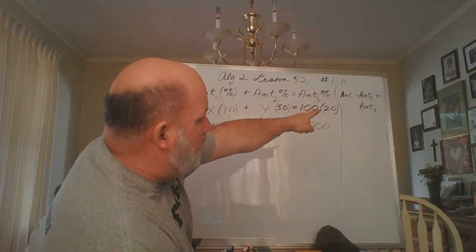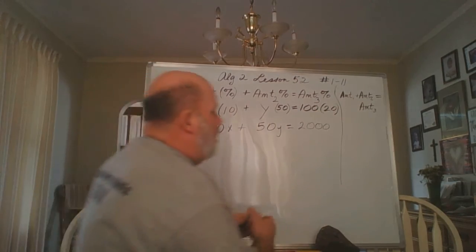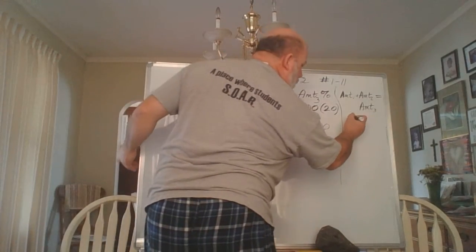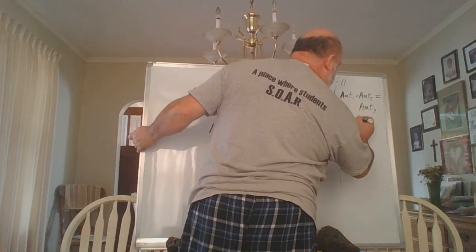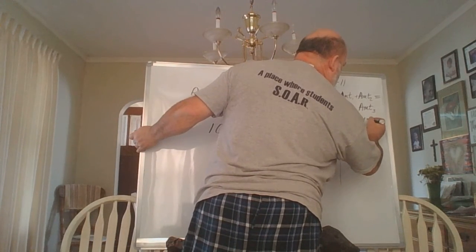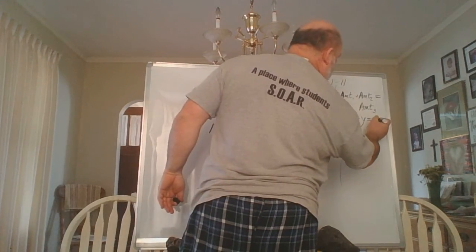But let's look at that second one again. It says amount 1 plus amount 2 equals amount 3. My first amount was x. My second amount was y. My third amount was given to me. It was 100.